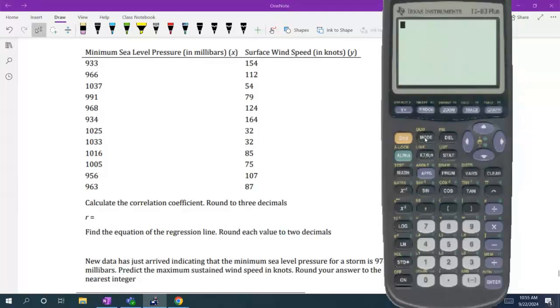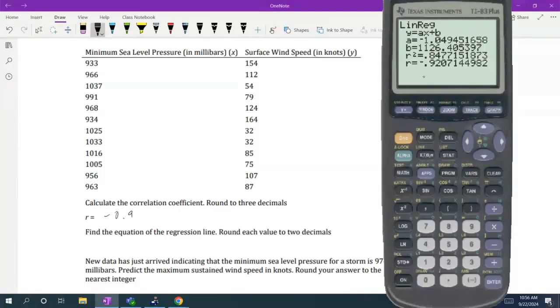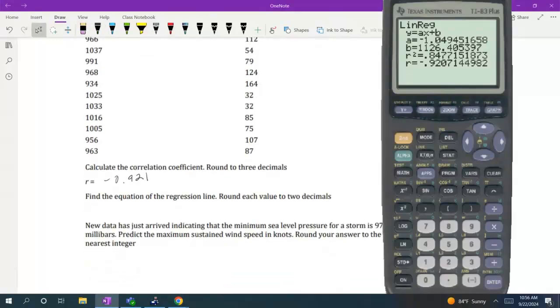I'm going to go back to the home screen. I'm going to go into Stat. I'm going to scroll over to Calc, and we're going to calculate the linear regression. So notice that our R value is negative 0.921. We're asked to find the regression equation, rounding each value to 2 decimals.